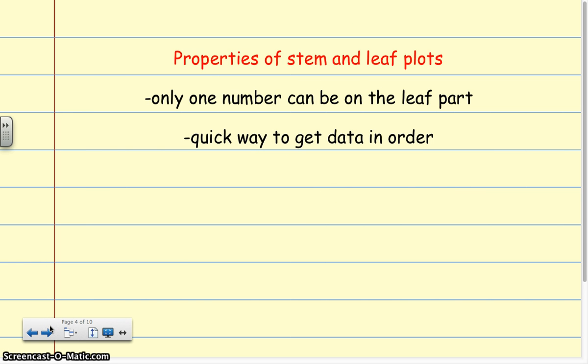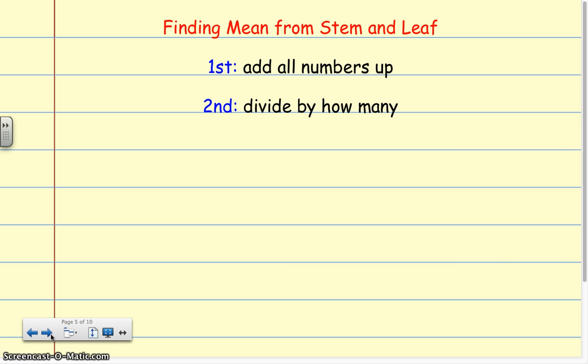Properties of stem and leaf plots. There can only be one number on the leaf part. That means this back end can only have one number to represent the front part of the stem. And it is a quick way to get data in order. That is our purpose behind it. It's really fast to get our numbers in order.